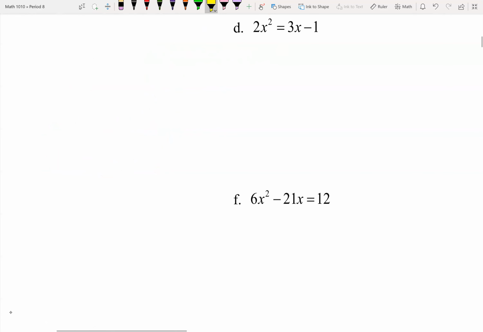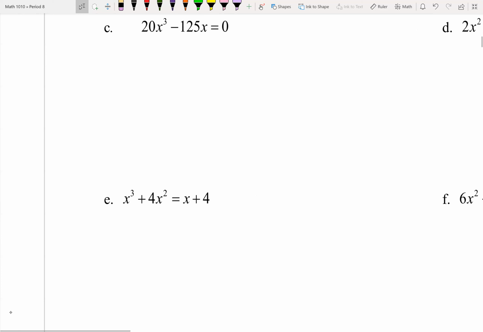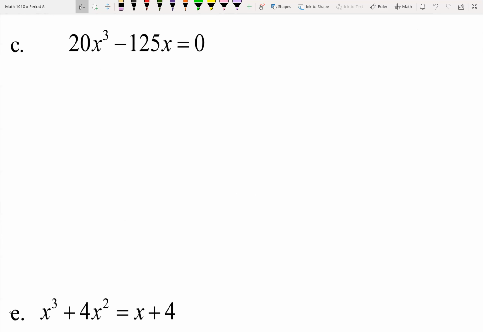Okay, C and D. Here we go, C. You tell me, step 1, what do we do? Can you take out a 20? Can't take out a 20. What can you take? 5, right? What else? An x. 20 divided by 5 is a 4, x squared, minus 125 divided by 5 is 25. I have an x, I take it out, it's gone.